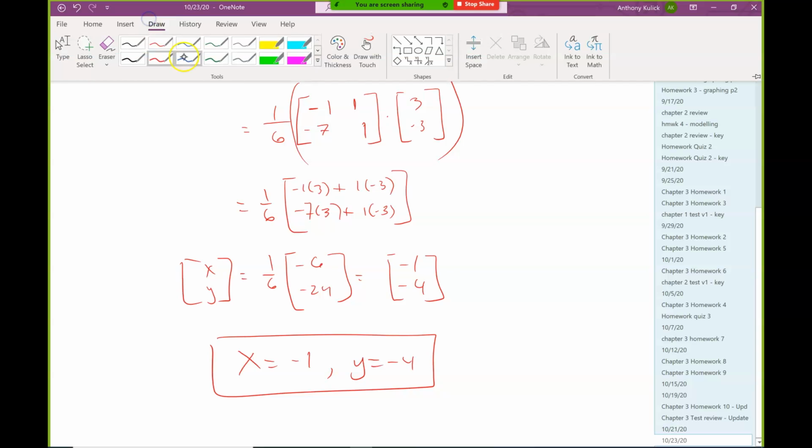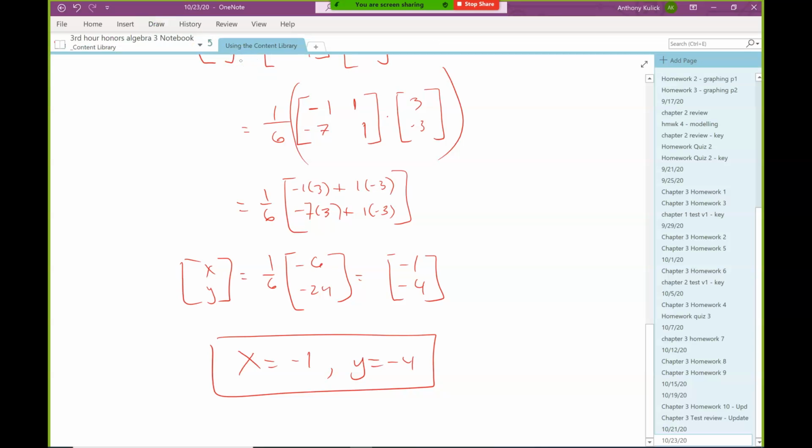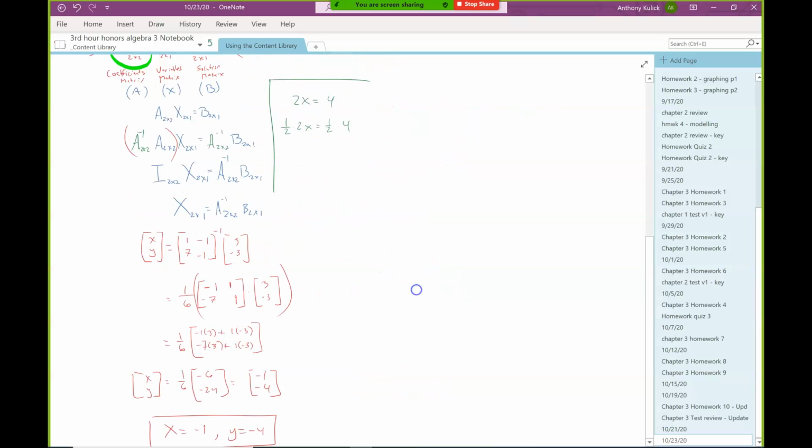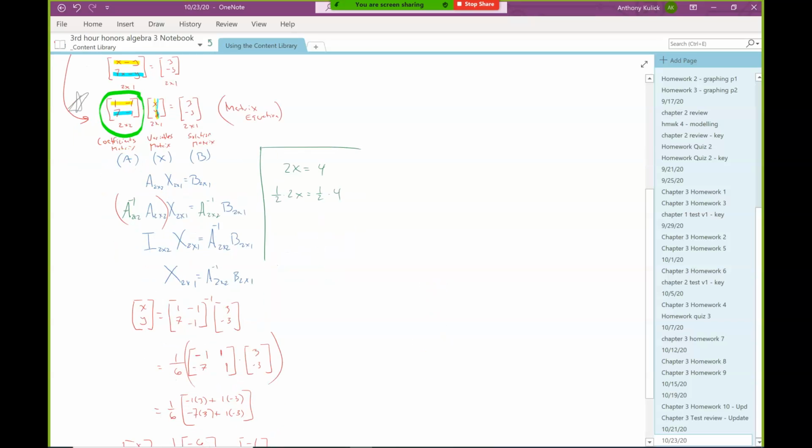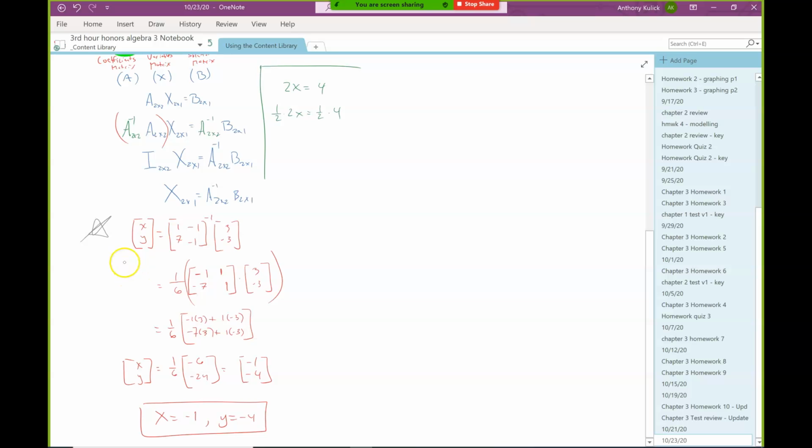So let's talk about what work I would like shown for a problem like this. We did more than I would expect you to do. I would want to see the matrix equation. I'd want to see it rearranged to a place where it was solvable. And then I'd want to see your solving steps. I don't need to see all that matrix algebra in between because it's exactly the same every single time, right?